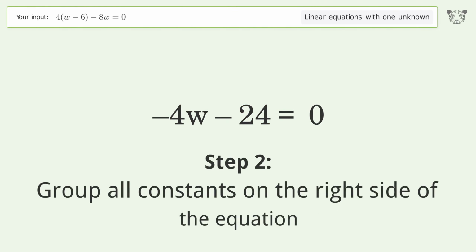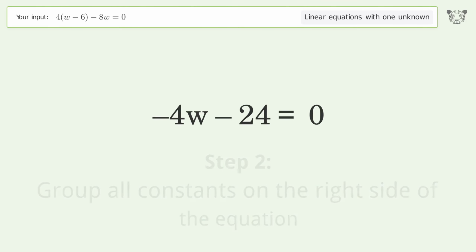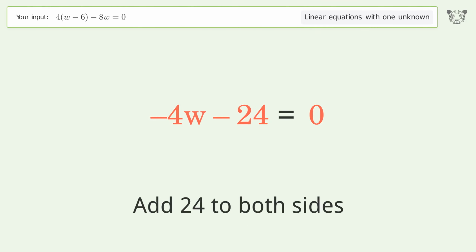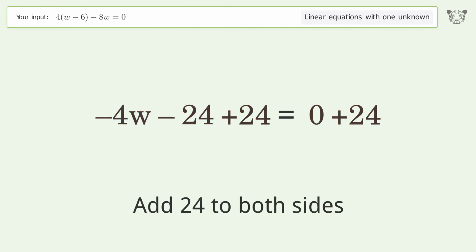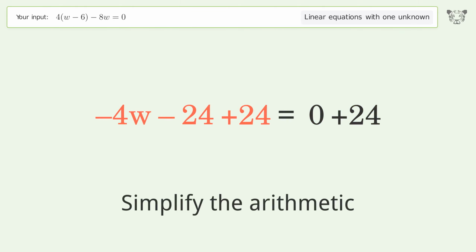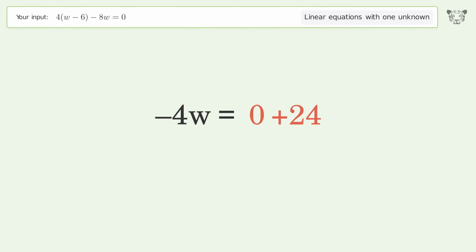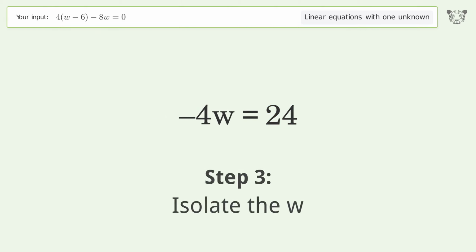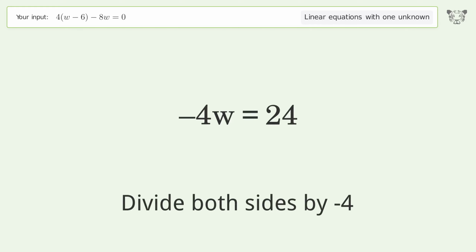Group all constants on the right side of the equation. Add 24 to both sides. Simplify the arithmetic. Isolate the w. Divide both sides by -4.